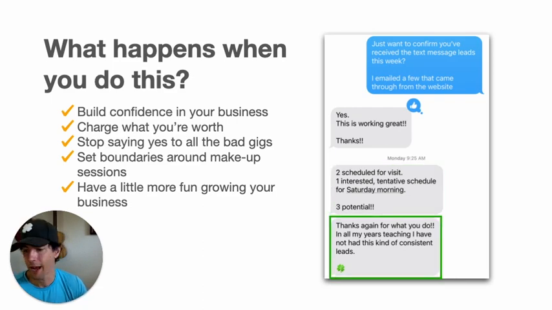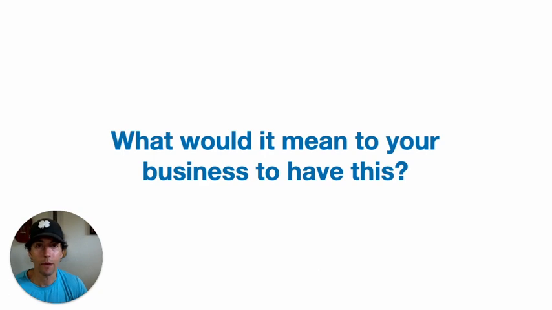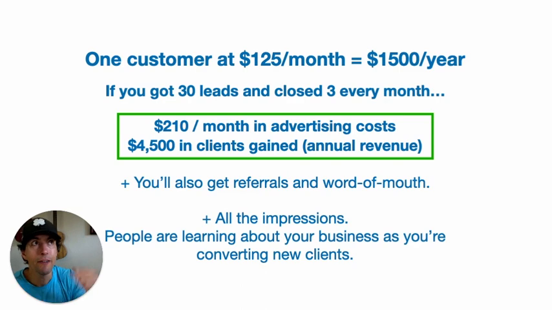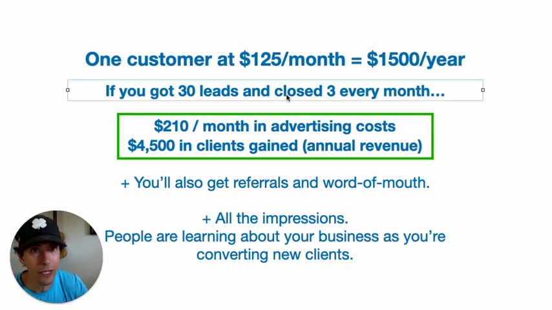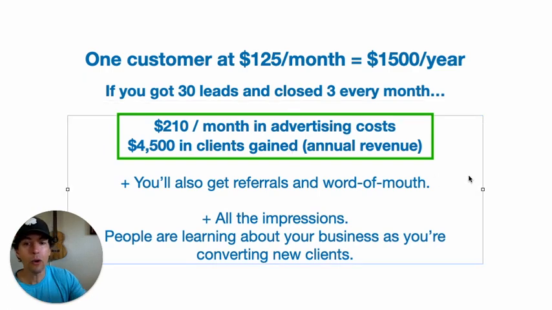So we do this for Craig. It's awesome. What would it mean to have this in your business? I know the economics for Craig. If he gets a customer that pays him $125 a month for music lessons, that's $1,500 a year. So if you get 30 leads and you close 3 new clients every month, you're paying $210 a month, but you're adding $4,500 to your annual revenue potential. So that's pretty good economics. If you ran this for a few months, you'd have a little business going there.